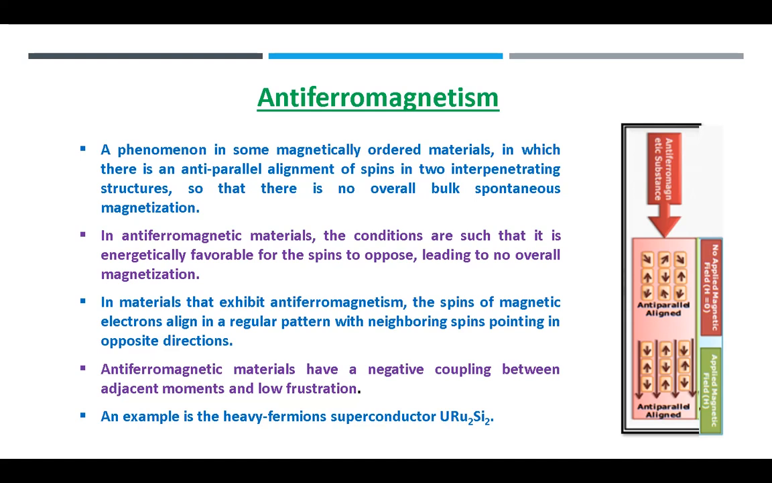In materials that exhibit antiferromagnetism, the spins of magnetic electrons align in a regular pattern with neighboring spins pointing in opposite directions. This is the opposite of ferromagnetism. Antiferromagnetic materials have a negative coupling between adjacent moments and low frustration. Antiferromagnetic materials are relatively uncommon. An example is the heavy fermion superconductor.